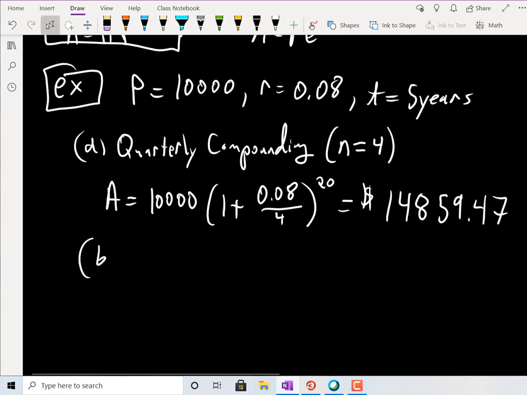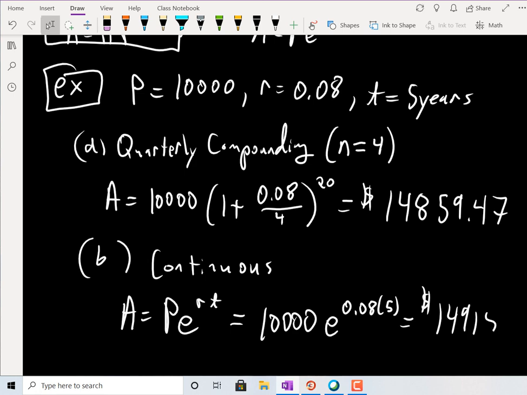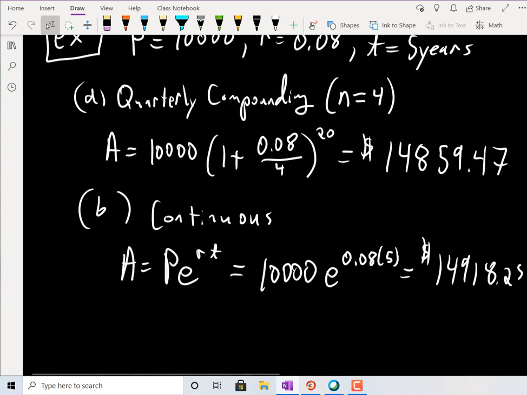Part B, continuous compounding. And this is where we just use the other formula. A equals P E to the RT, which in this case, if you do a substitution for P and all that, will be 10,000 E to the 0.08 times 5. And if you plug it in your calculator, you'll get 14918.25, which isn't that far off from the quarterly compounding.